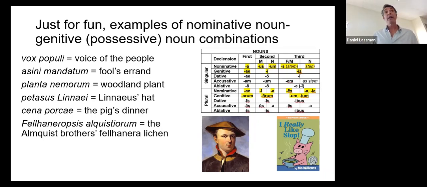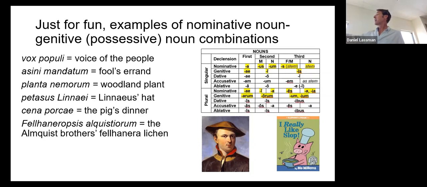A dinner of the pig is cena porcae. Porcae in this case is not porcus because it's feminine, because piggy, as we all know, is a girl. And cena is also feminine, first declension, which ends in AE in the genitive. So cena porcae, piggy slop.